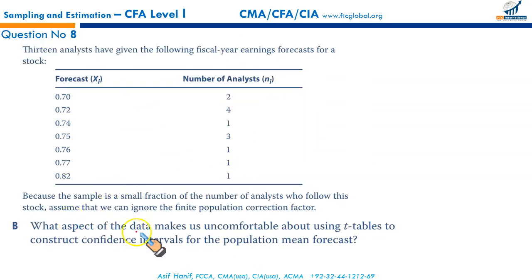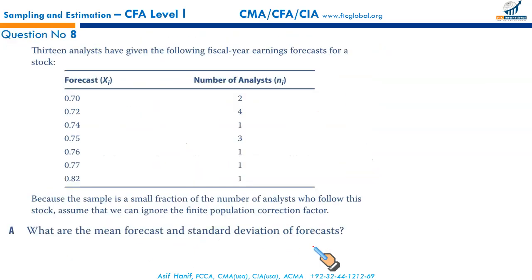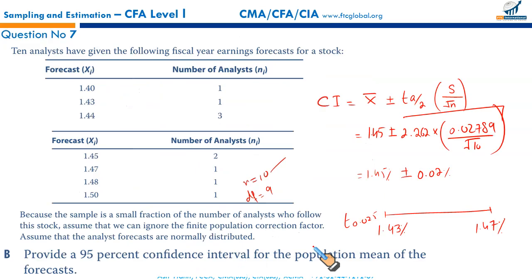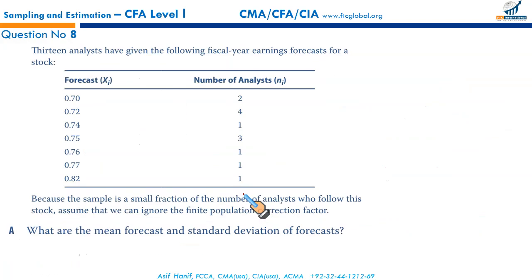Same data. What aspect of the data makes us uncomfortable about using t-tables to construct a confidence interval for the population mean forecast? In the previous question, there was a slight difference. Assume the analyst forecasts are normally distributed. Sample size is less than 30, so we can use the t-distribution. But here, no such assumption is given. Sample is small and the distribution is not normal.